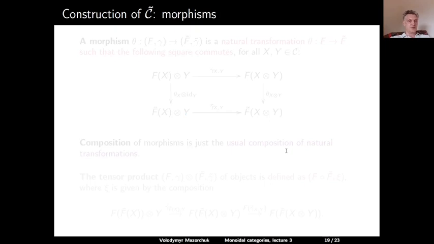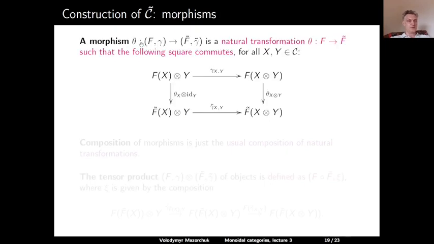Let us now define morphisms in C tilde. A morphism theta from the pair f, gamma to f tilde, gamma tilde is a natural transformation theta from f to f tilde, such that the following square commutes for all objects x and y in C. So we can start from f of x tensored with y and use gamma to go to f of x tensor y. From f of x tensor y, we can apply theta to end up in f tilde of x tensor y.